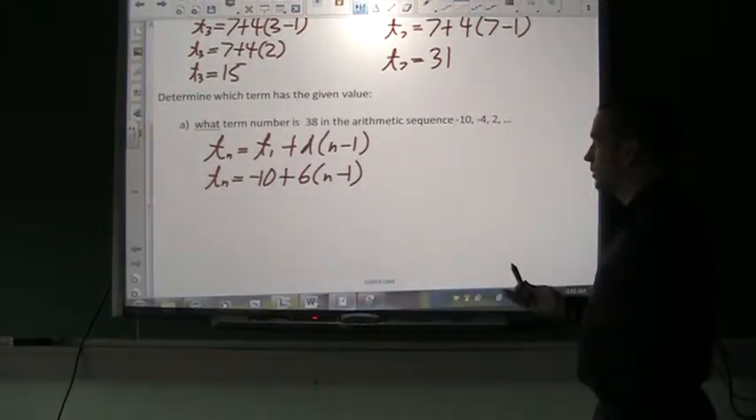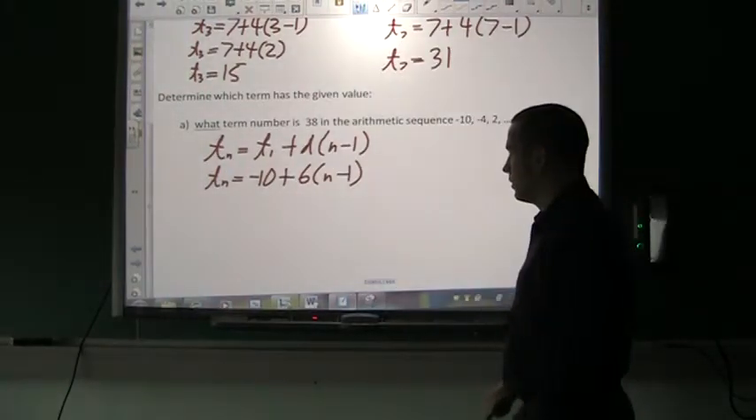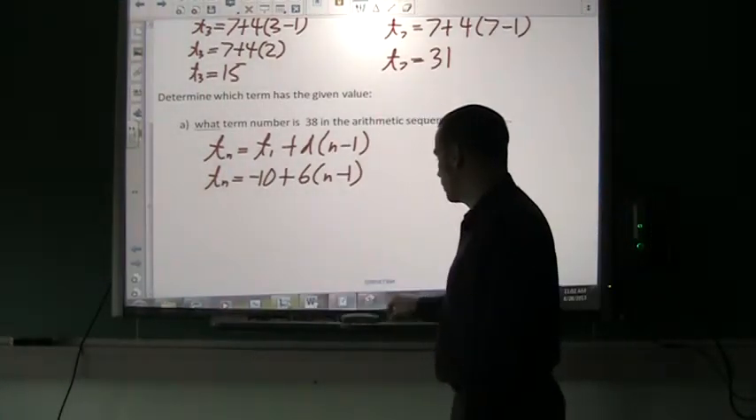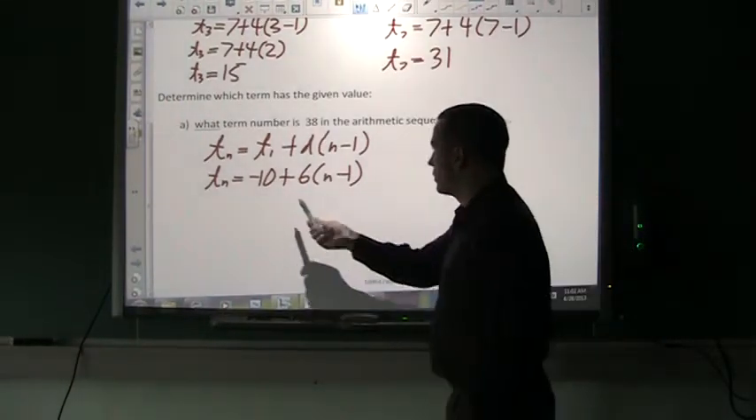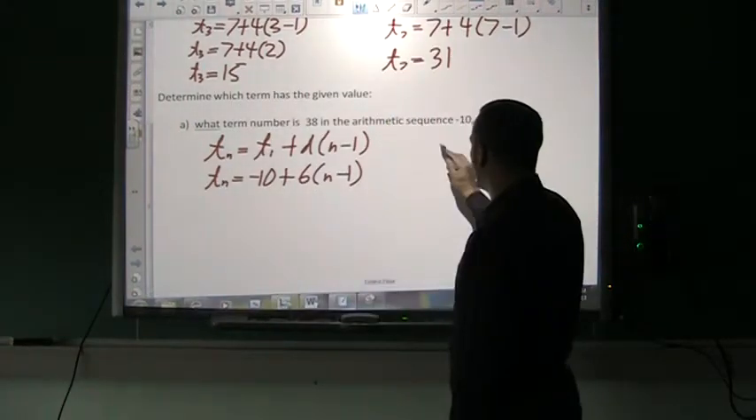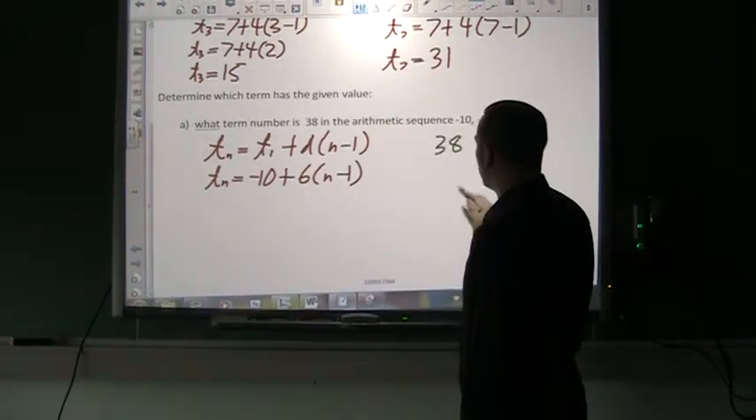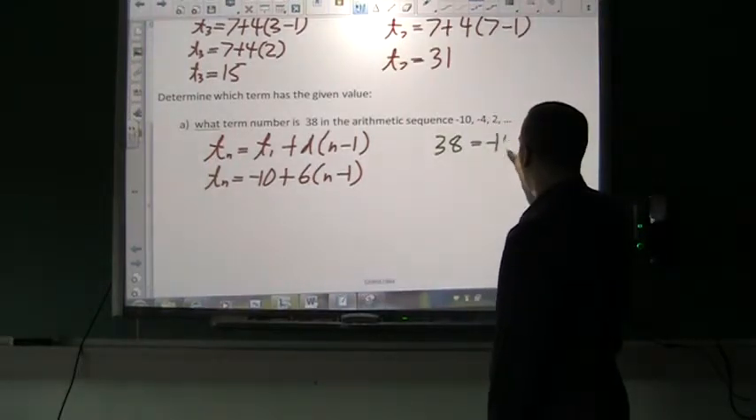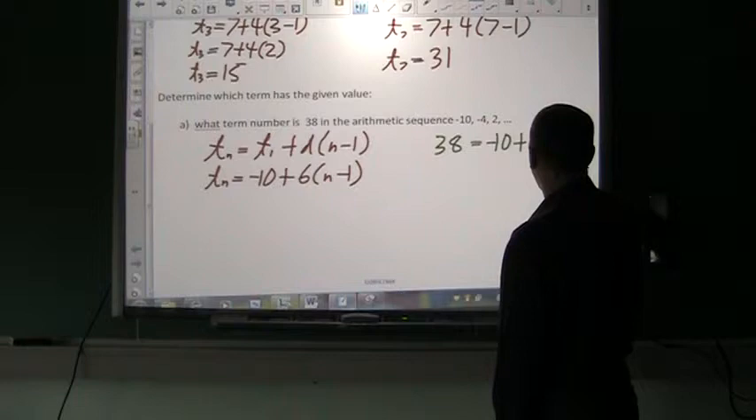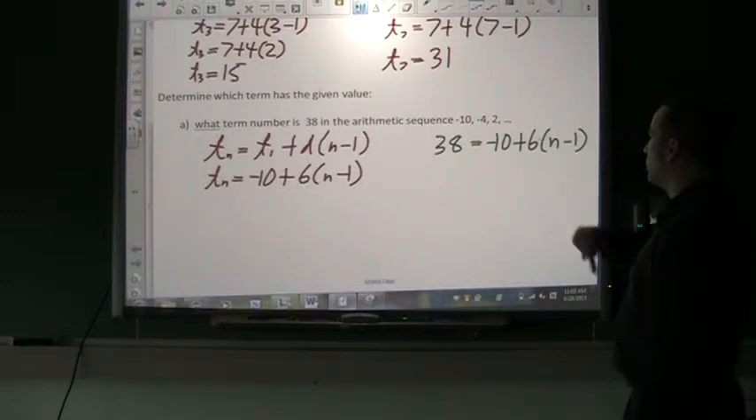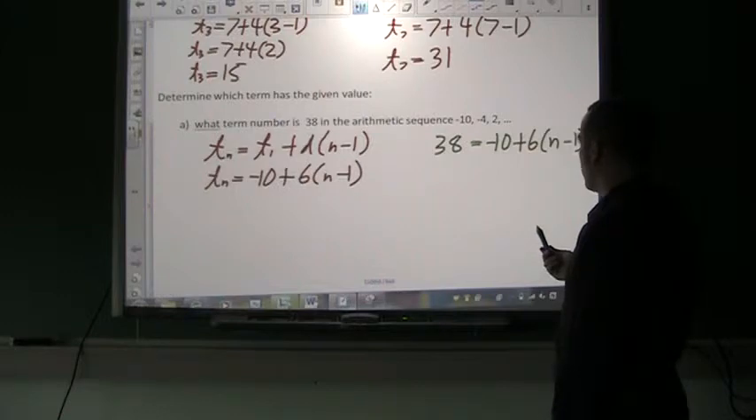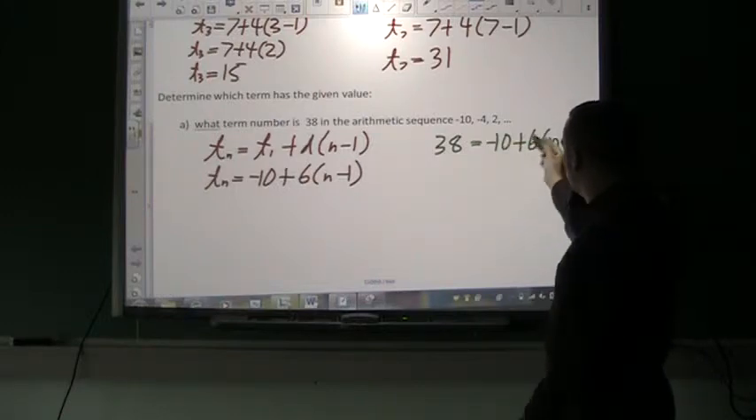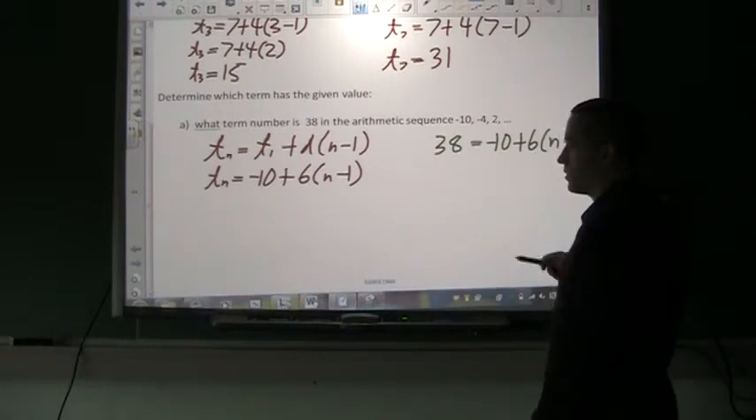Now, I know my term value is 38. So I want to say which term, which n value, has a value of 38. So what I do is I replace the Tn with 38. I know the term value is 38, and that has to come from negative 10 plus 6 times however many terms I have, n minus 1. So now all I have to do is solve for that n. So we need to get it all by itself on one side. So the first thing I'm going to do is rearrange everything, pull everything to the left-hand side so I have n by itself on the right.